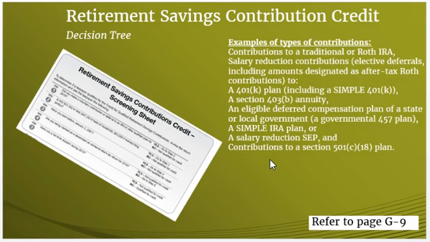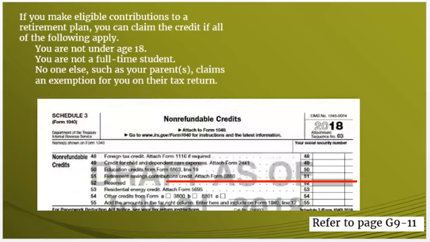So when our taxpayers contribute to retirement, there is a credit for doing that. If you make eligible contributions to a retirement plan, you can claim the credit if all of the following apply. Your taxpayer cannot be under age 18, they cannot be a full-time student, and no one else, such as their parents, can claim them. Actually, that last one should be removed because exemptions went away. So no one else can claim them, but we don't have exemptions anymore.